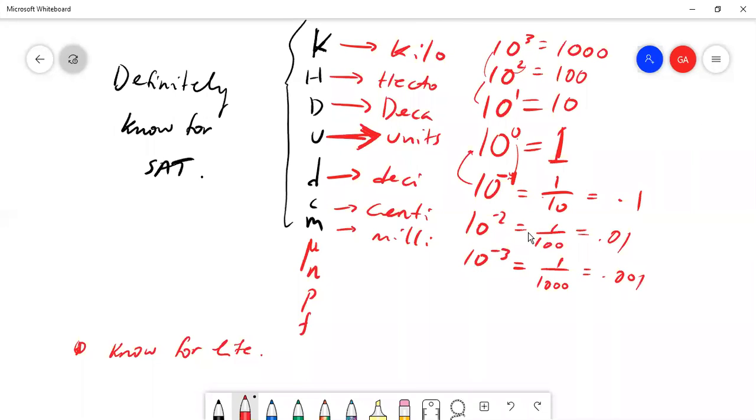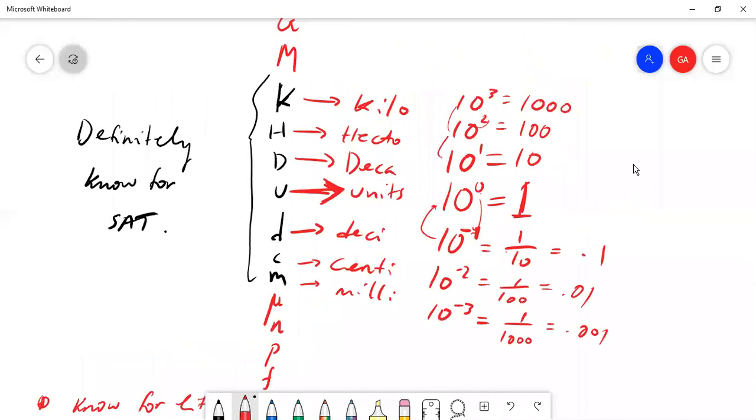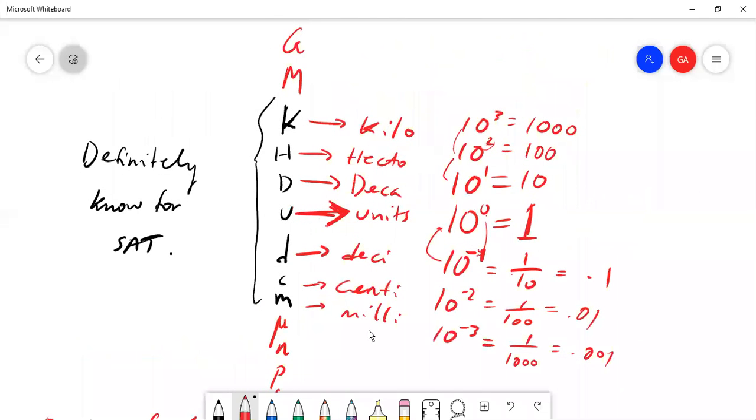Yeah, okay, now, so definitely know these for the SAT. By the way, I hope everyone is writing all of this down because you might need to know this for the quiz today, okay? Know this for the SAT.